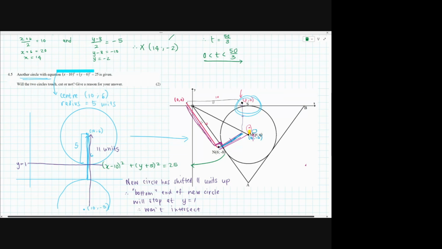We do often like to ask you questions of, here's a new circle, is it going to intersect, touch, or fall inside? I do have a nice summary somewhere of how you can tell whether or not circles are going to intersect with each other, whether one circle will sit inside another, or whatever. I just need to find it, and I will put it up on the Google Classroom for you.